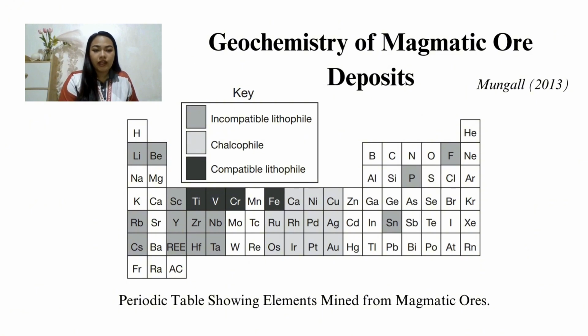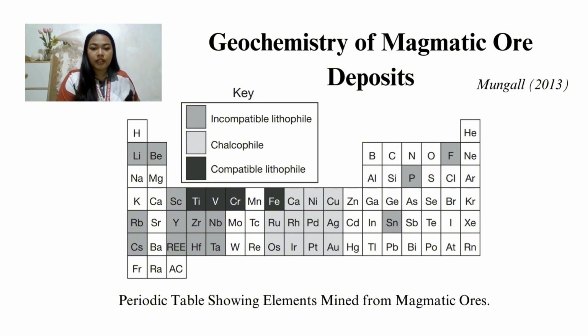Incompatible lithophile elements do not readily fit into the crystal lattices of solidifying minerals and tend to remain in the residual melt, contributing to late-stage magmatic processes. Chalcophile elements have a strong affinity for sulfur and tend to form sulfide minerals. These elements often concentrate in layered mafic intrusion, where they crystallize with sulfide-rich magma.